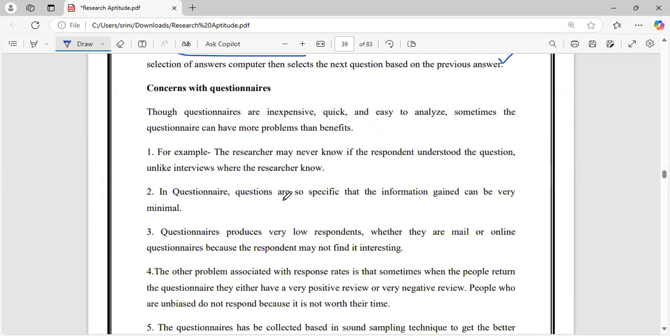Concerns with questionnaire. Though questionnaires are inexpensive, quick, and easy to analyze, sometimes the questionnaire can have more problems than benefits.